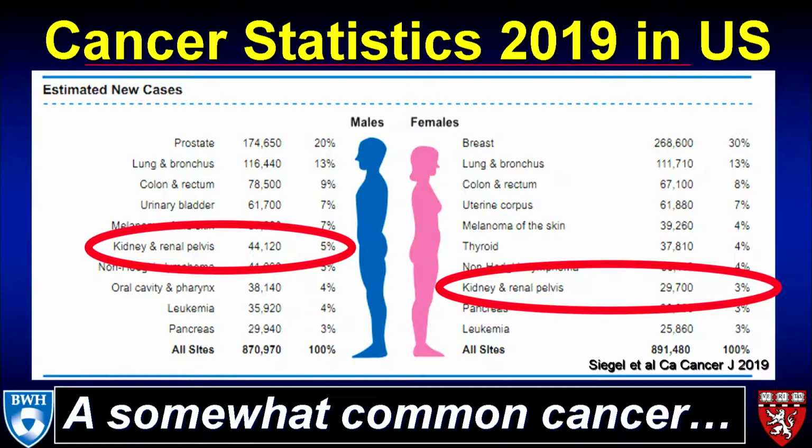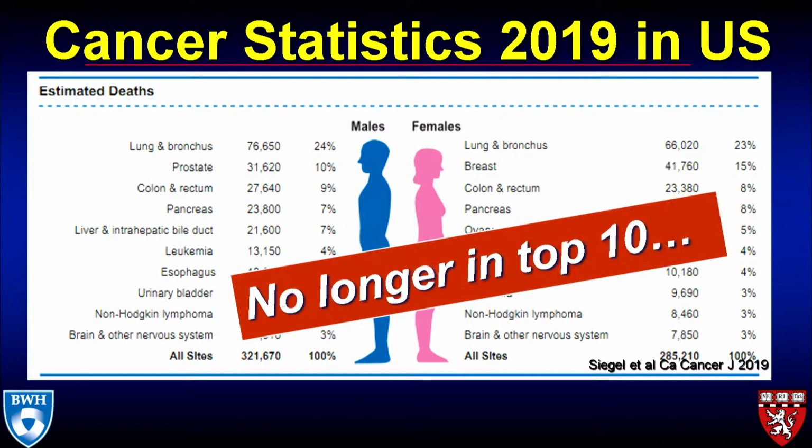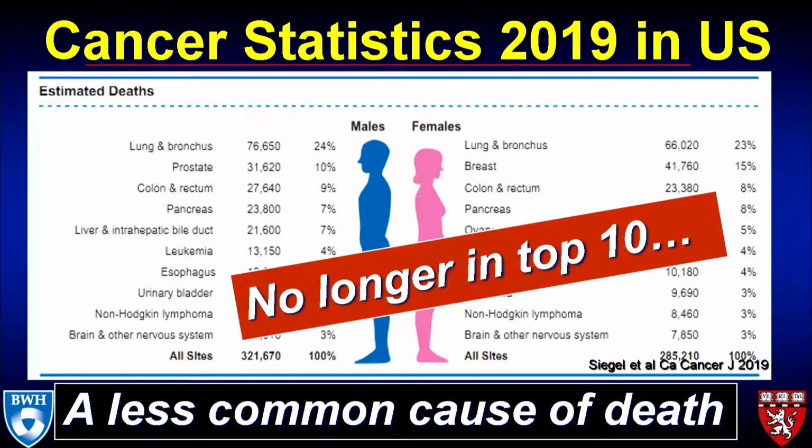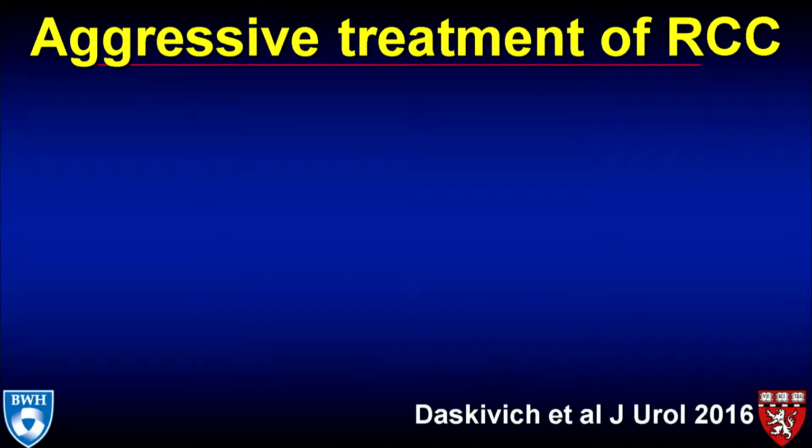But if you look at mortality, it's nowhere on the map among the top 10. So there's this disconnect. We're finding cancers, but patients aren't dying of this disease. So that tells us something about what really the meaning of having a kidney cancer is. But we've been aggressively treating them.